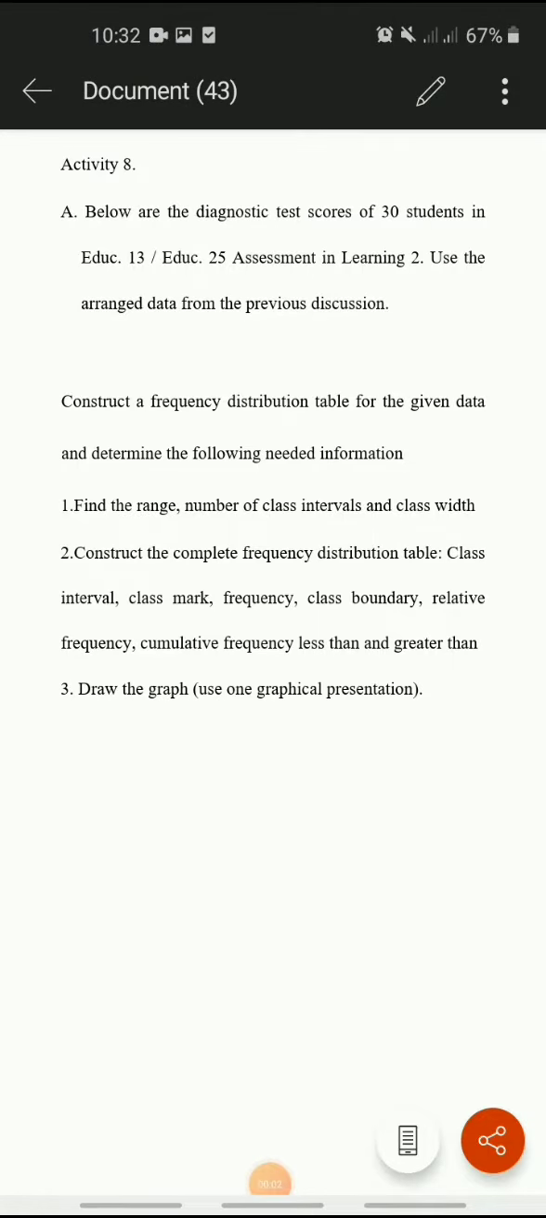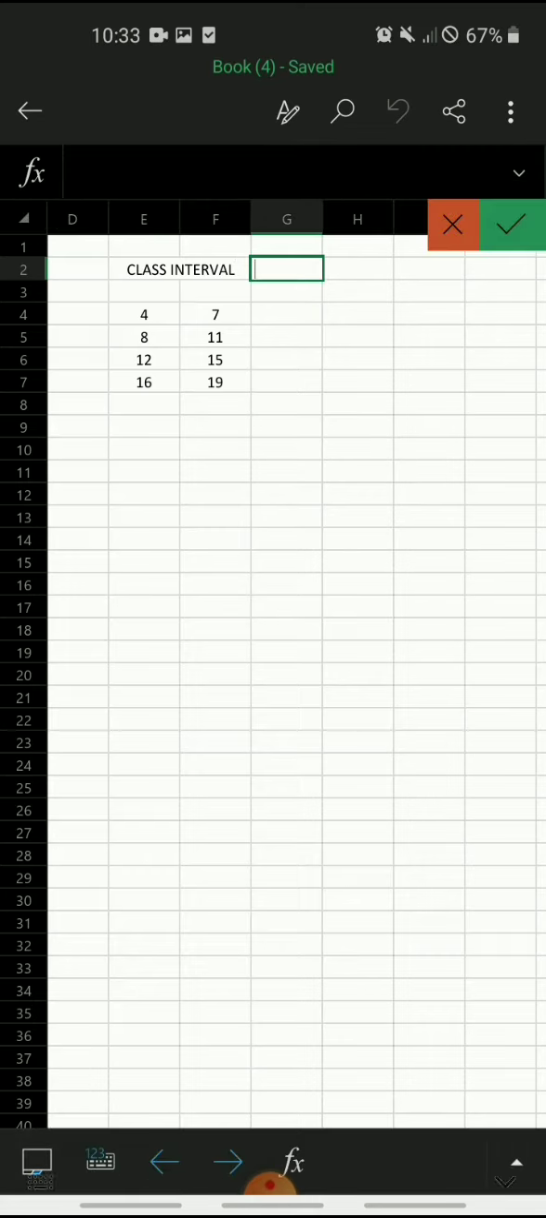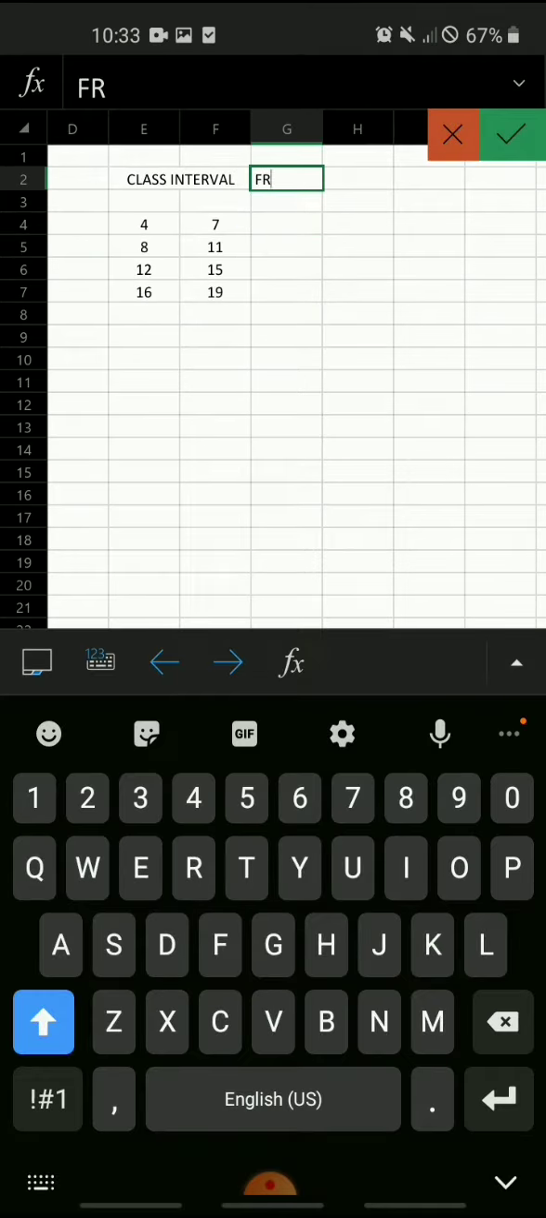So the next one is to construct the complete frequency distribution table. We're going to find the class interval, the class mark, frequency, class boundary, relative frequency, cumulative frequency, less than and greater than. So we're going to get the frequency of our data.